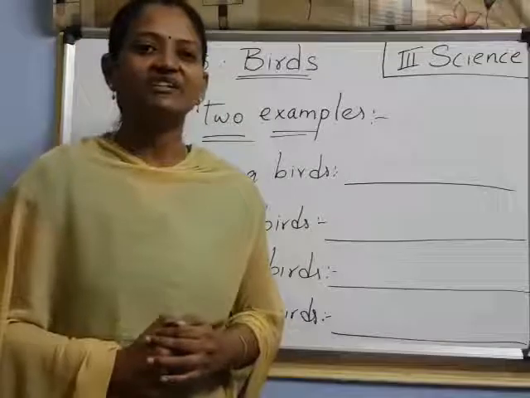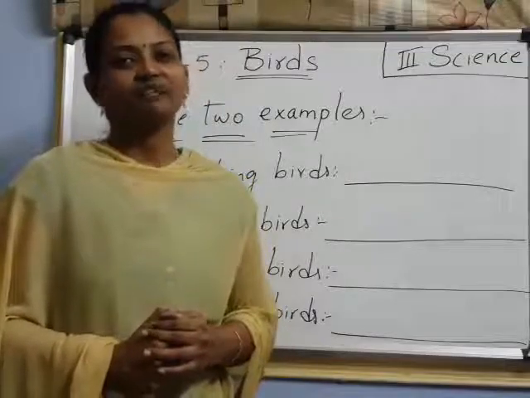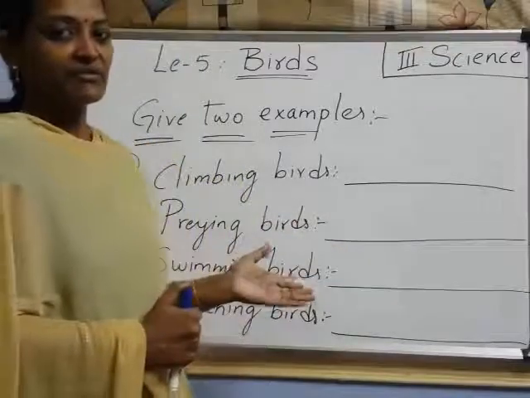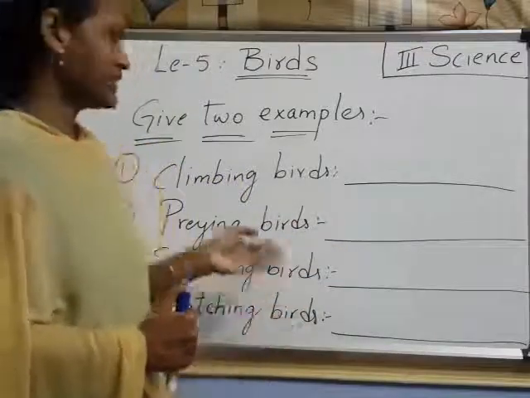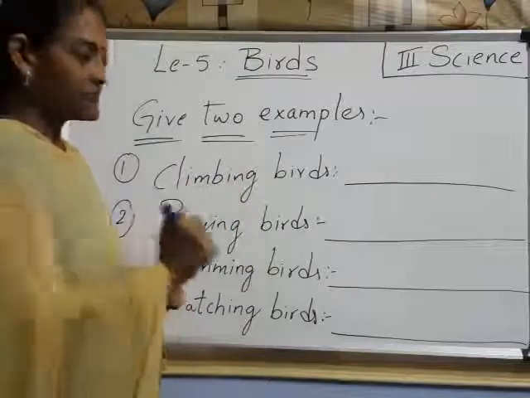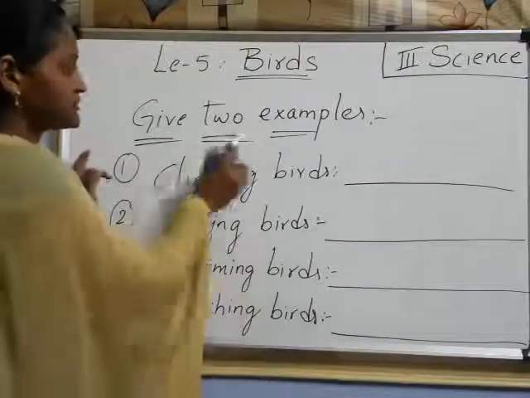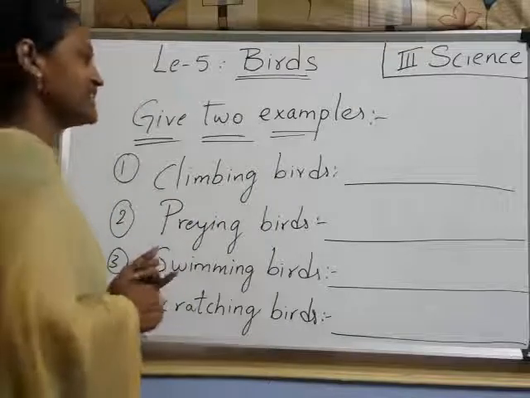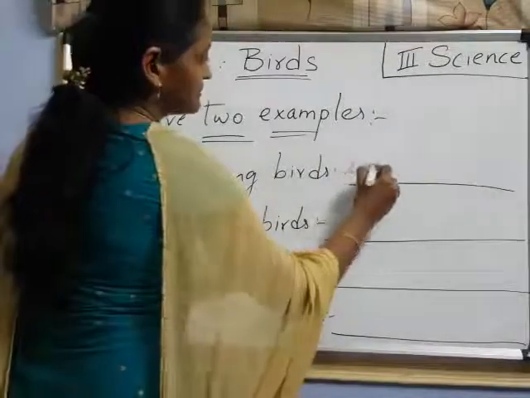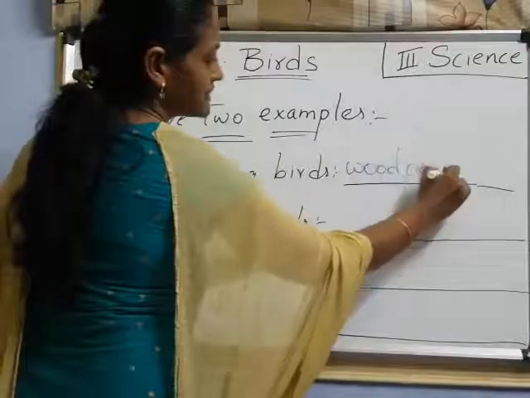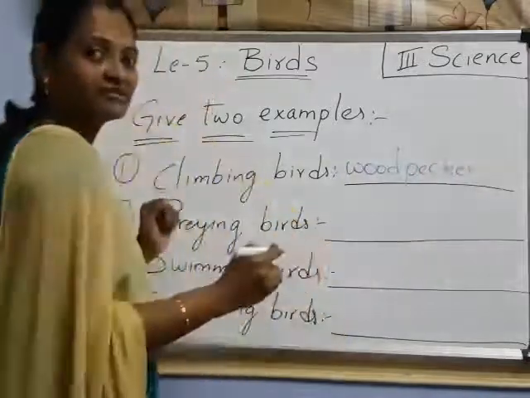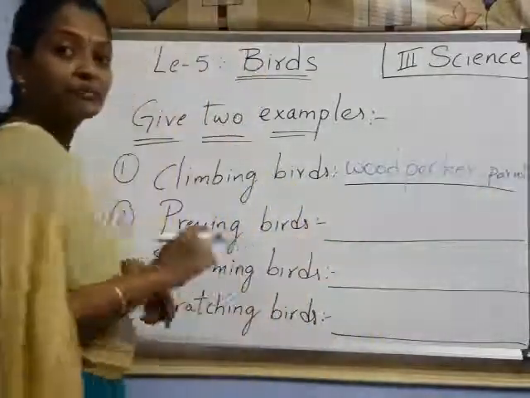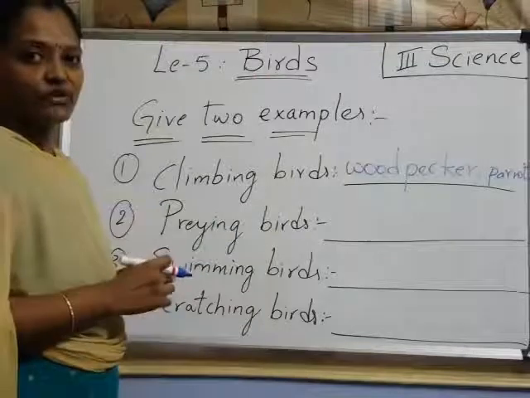Have you watched the video, children? Is it clear? Yes. Now today we are going to see once again the review zone. That is nothing but what we learned today. Now tell me quickly. Give two examples for each bird. Tell me, children. Climbing birds. Which birds are climbing, I said? Woodpecker, right? Woodpecker can climb. Another bird, parrot. Okay, children, these two birds can climb the branches of a tree, right?